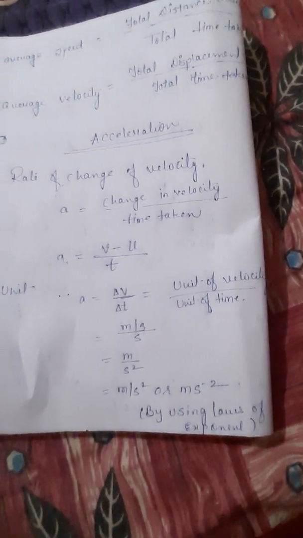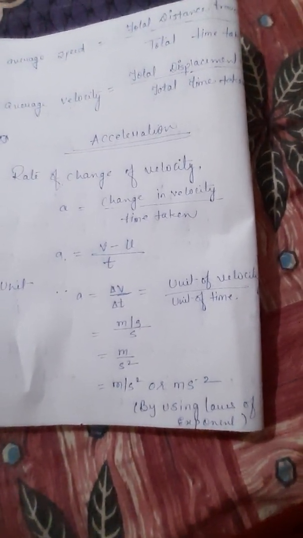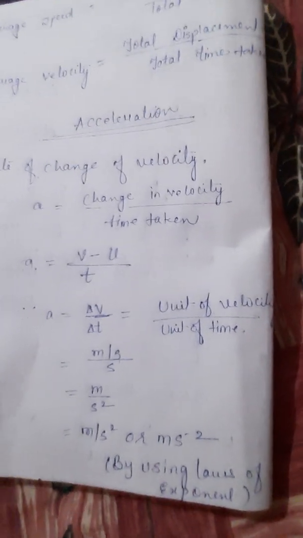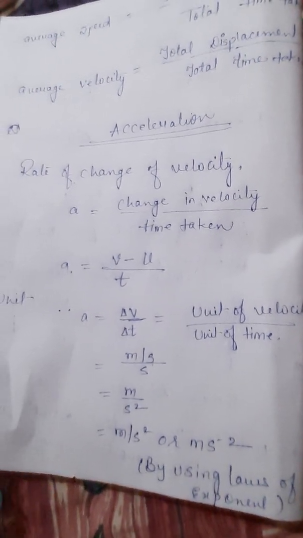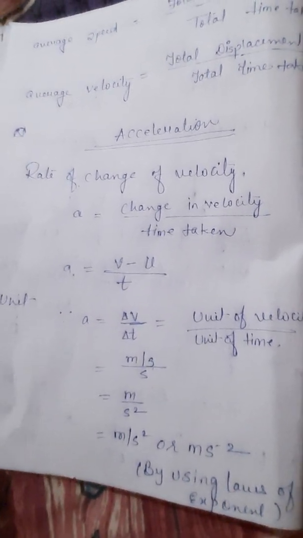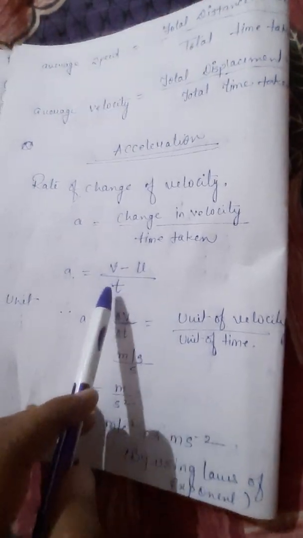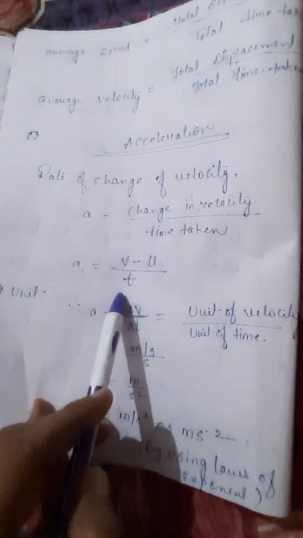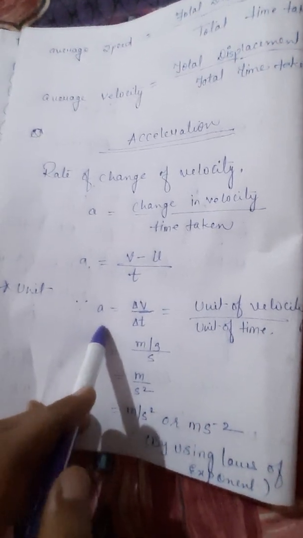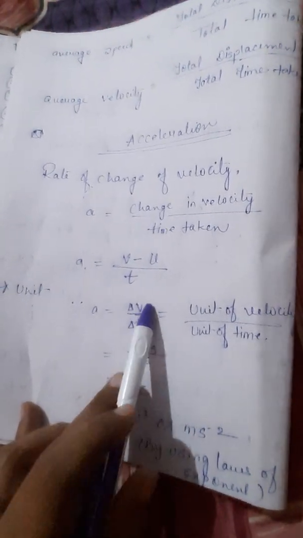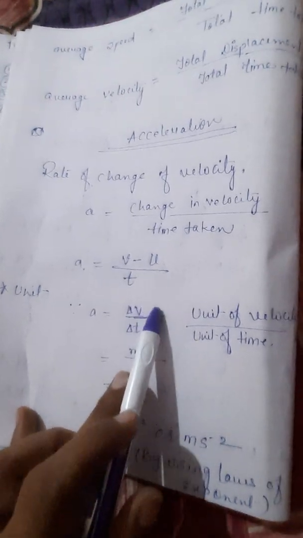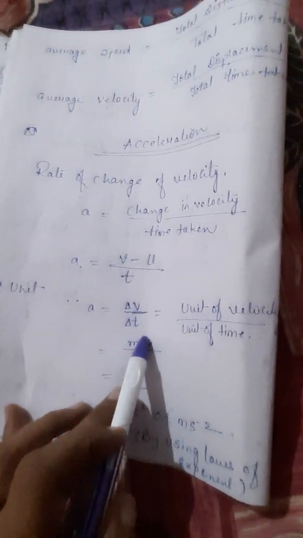We will have a quick revision of acceleration. Acceleration is defined as the rate of change of velocity, that is, change in velocity upon time taken. Suppose a body is moving with initial velocity u and final velocity v. So how will we get the change? Final velocity minus initial velocity upon time taken. And how will we find its unit? As we know, acceleration equals delta v upon delta t, that is, change in velocity upon time taken.